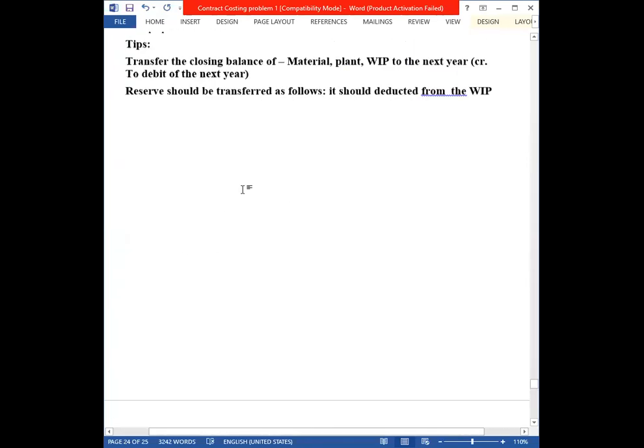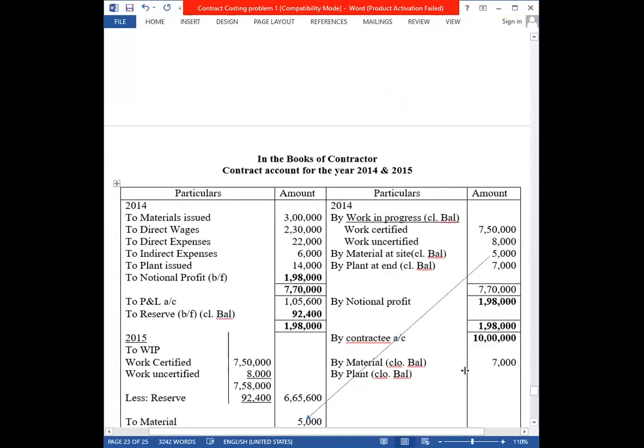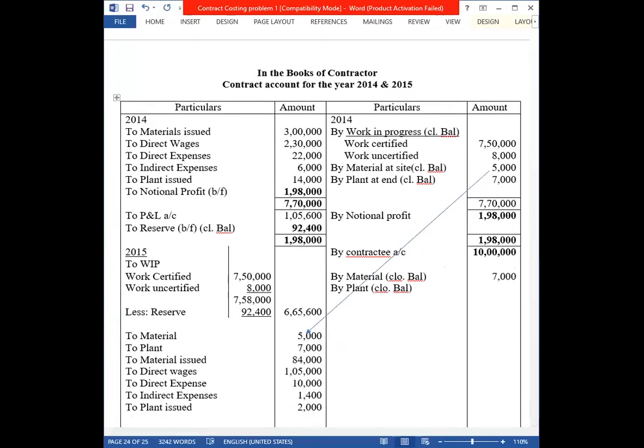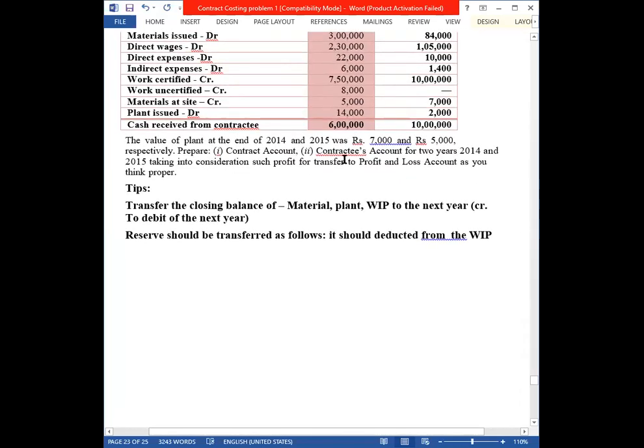How much is the closing balance of plant? It is given in the adjustment, that is 5,000. Okay. So 5,000 is the amount of closing balance of plant. Anything else is there? Nothing. We have finished all the items.